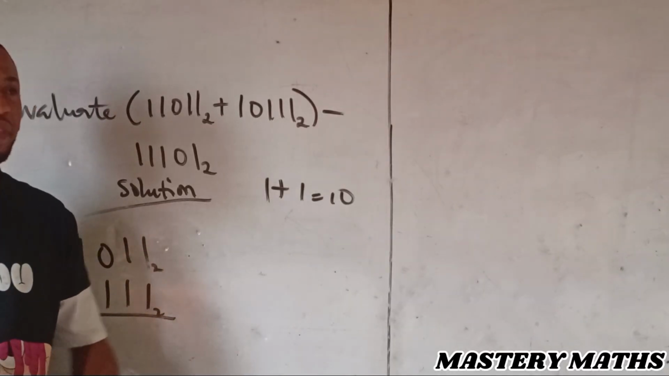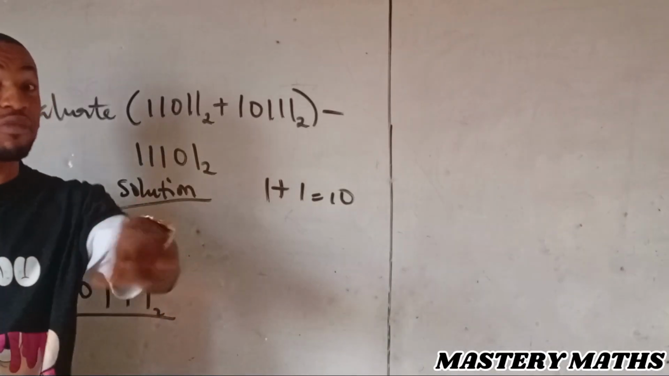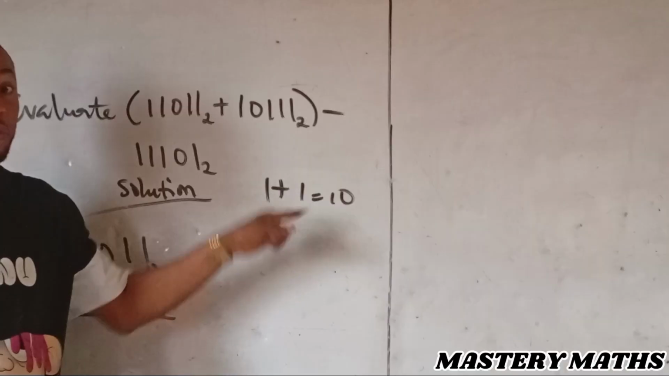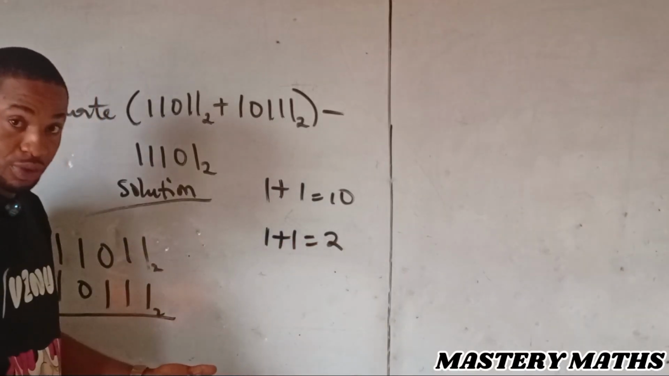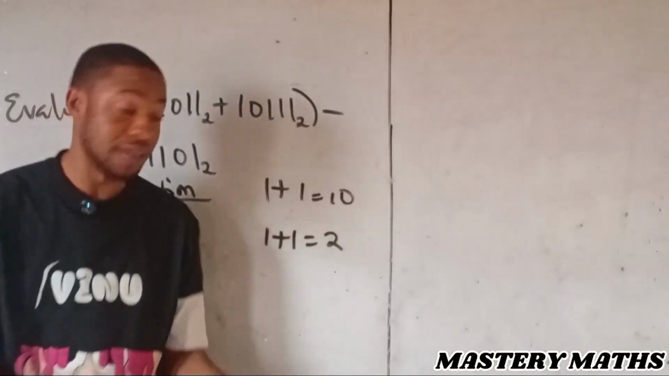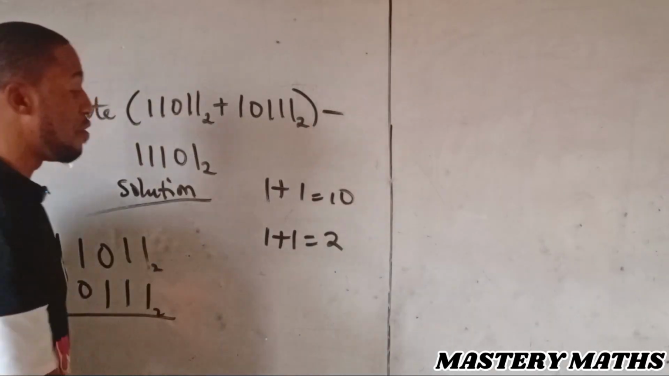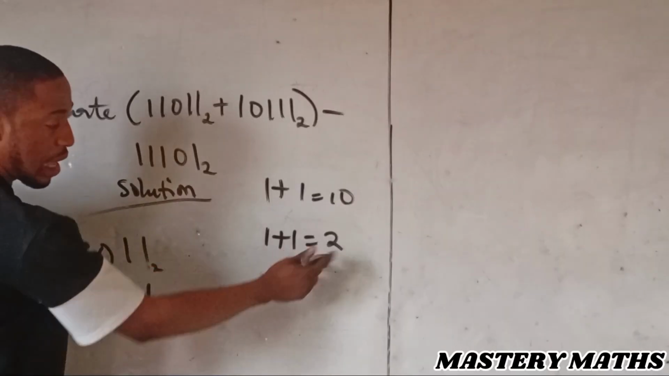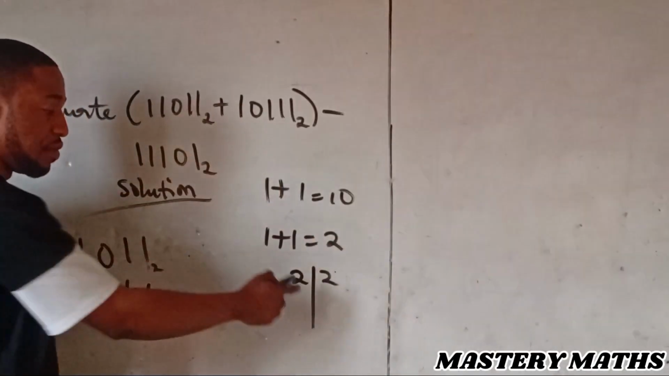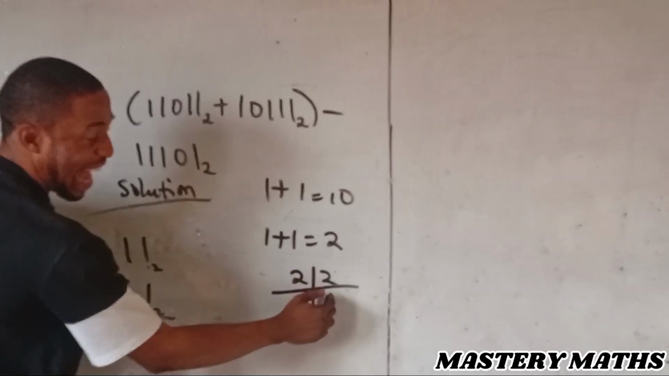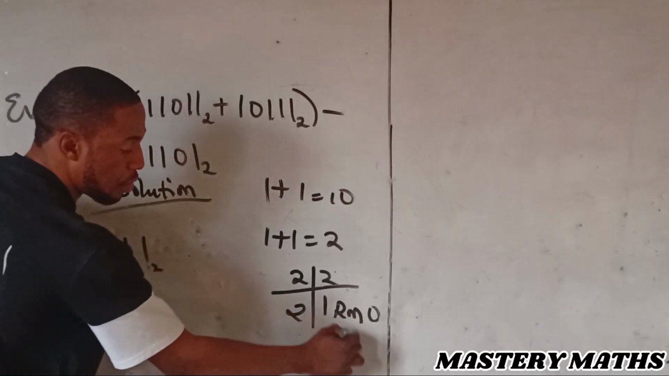Now, you ask yourself, in a simple addition, 1 plus 1 is 2. Because it is binary, which is base 2, you divide the answer you get here by that 2 to give you the 10. In a normal addition of numbers, 1 plus 1 is 2. Because we are treating binary, base 2, you divide by this 2 here. The 2 you got here, use the base to divide it. Now, 2 into 2 is 1, remainder 0. Now, 2 into 1 gives us 0, remainder 1.